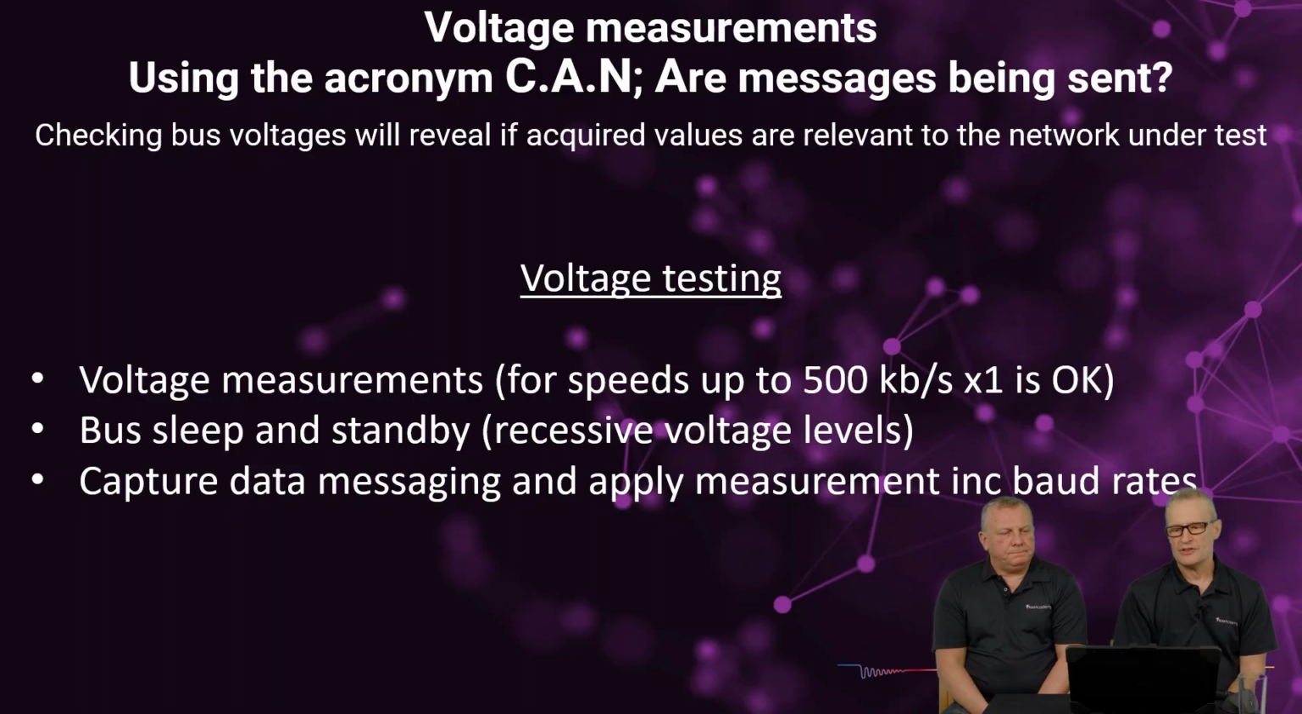That's okay, but when we get to high speed networks, we want to be using the high impedance lead, which is why I was defaulting to the high impedance, because if you don't know what you're measuring, at least you won't be intruding, you won't be influencing the signal. You don't want to trip yourself up there. Things to look out for: these networks have specific voltages when they're asleep and when they're in standby mode, what we call recessive voltage levels. What state is the bus in? Is it awake? Is it babbling? Is something on there babbling away? And then capture data messaging and apply measurements, including baud rates.